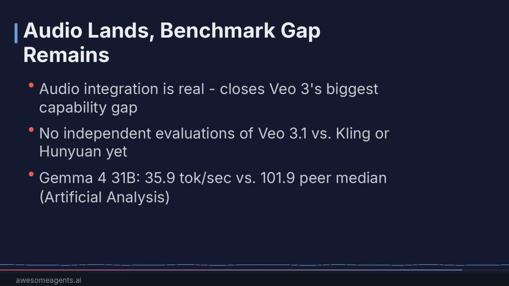All right, final thought from you. Does this actually matter for where AI video is heading? The audio integration matters, the distribution matters, but the benchmark gap is a real hole in the story. Until independent evaluators run Veo 3.1 against Kling and Hunyuan on real production tasks, we're still working from Google's own numbers. And the question of whether 10 free clips builds a habit or just teases one.